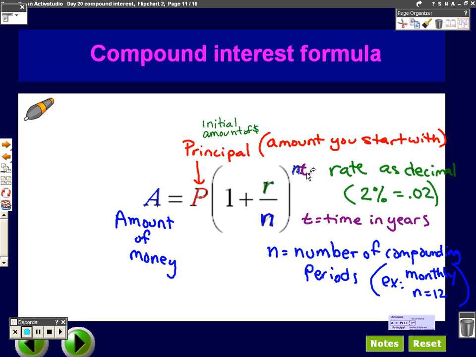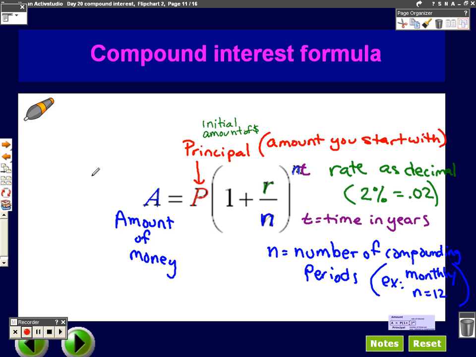in years. So here, if it compounds every month, then let's say after 1 year, 1 times 12, so we're going to have 12 months in a year. After 12 months, yeah. Okay, let's try. What if there were 2 years?